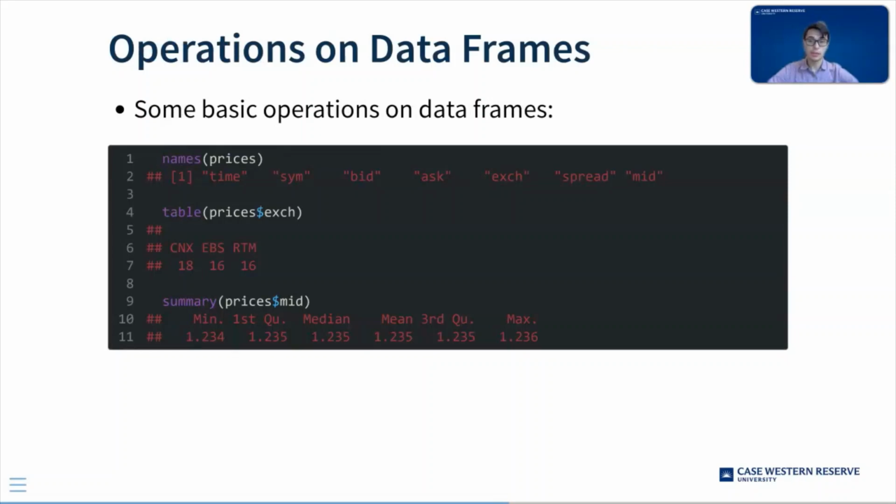Here are some basic operations on data frames. We can look at the names of each column by using the names command. We can create a table of a certain column using table and then the $ sign atomic operator on a certain column, or we can run the summary function on a specific column or the entire data set.